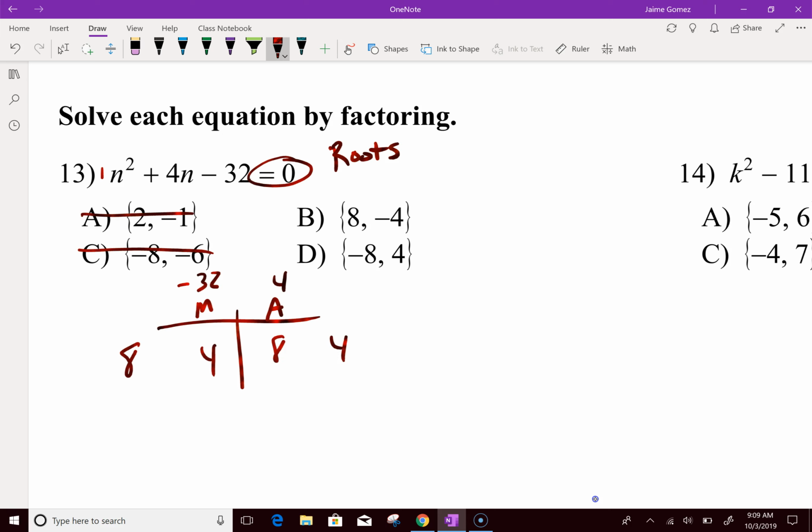So automatically these are wrong. So I need to get a positive 4. So this is a positive and this is a negative. 8 minus 4 is 4, yeah. So a positive 8 times a negative 4 gives me negative 32.